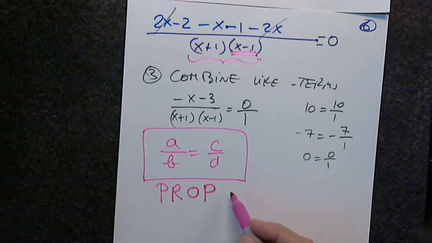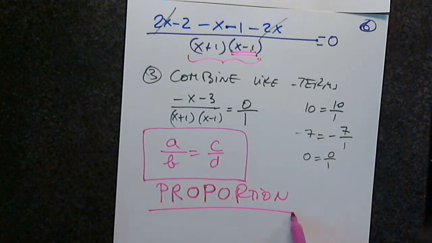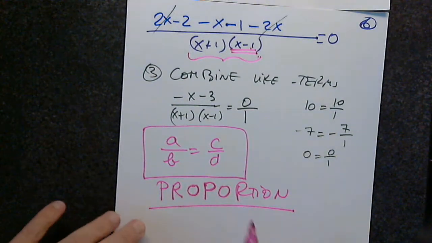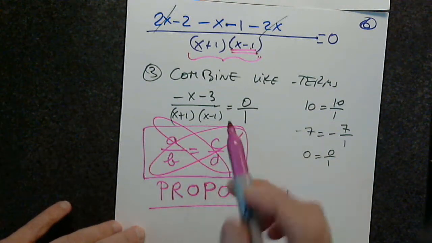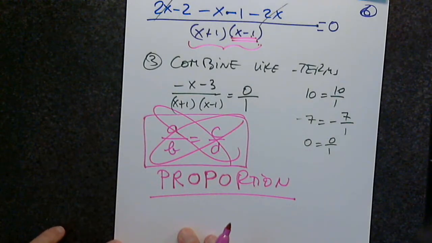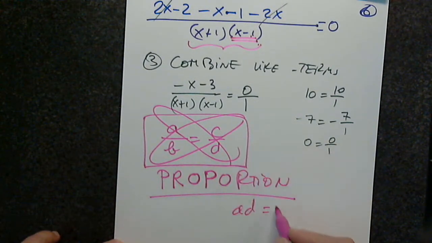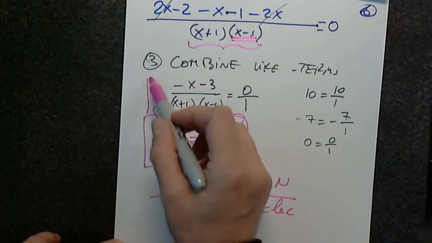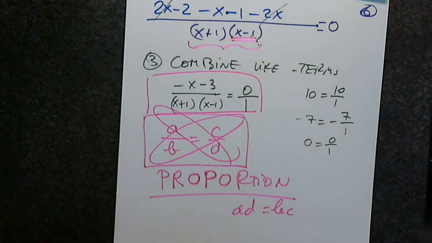Property of something. Proportion. Thank you. It is a proportion. Why is this so important? Because only in a proportion are we allowed to cross multiply, which means AD must equal BC. Now we changed our equation into a proportion. At this step, we can cross multiply.